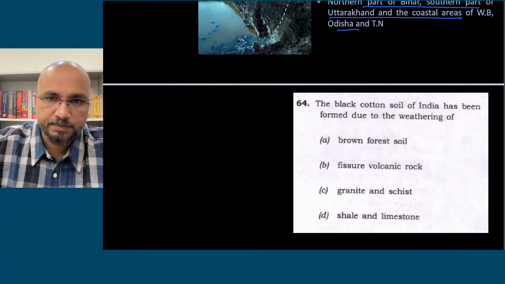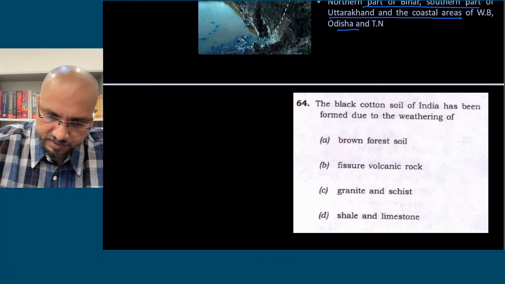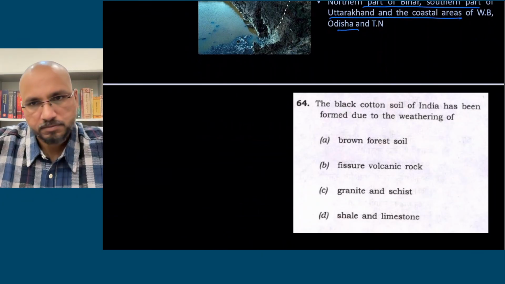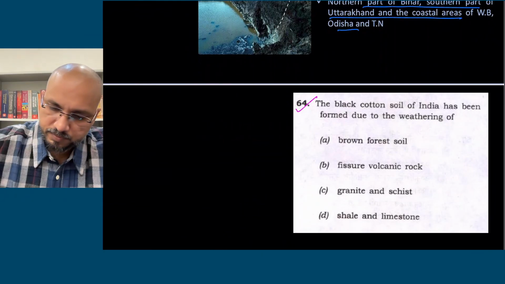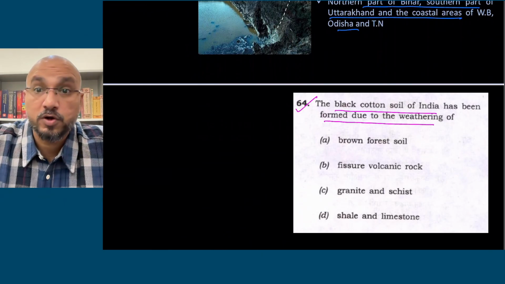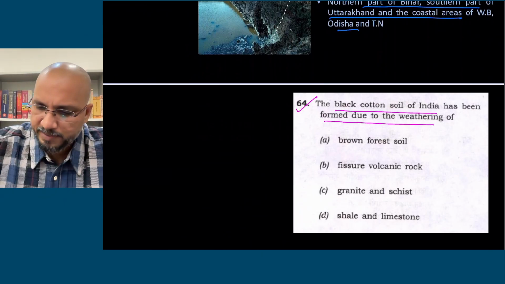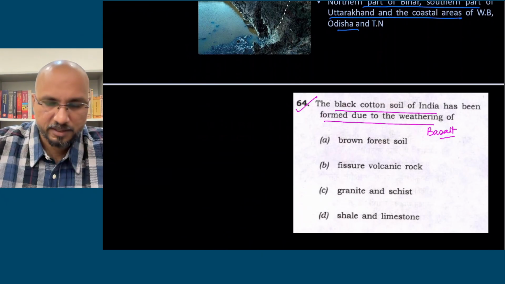Now if you see the PYQ which was asked 2018 या 19 में पूछा था, I don't exactly remember. So this was a question asked in the PYQ prelims में. So black cotton soil of India has been formed due to weathering of. तो parent rock कौन सा है पूछ रहा है. We know black cotton soil basalt से बना है, right? Basalt से बना है. Now basalt is volcanic rock, so you can eliminate the options easily.